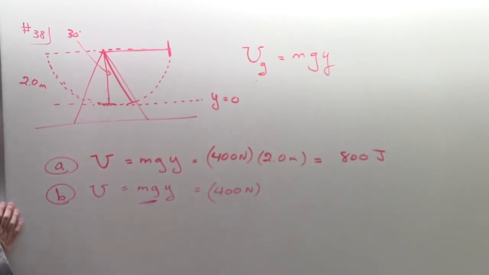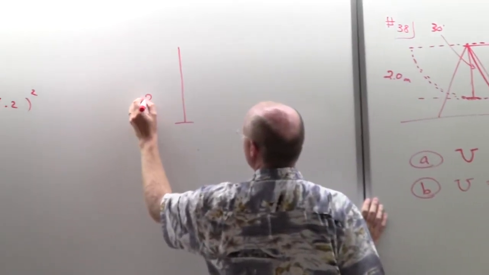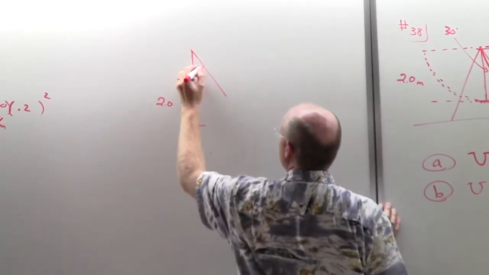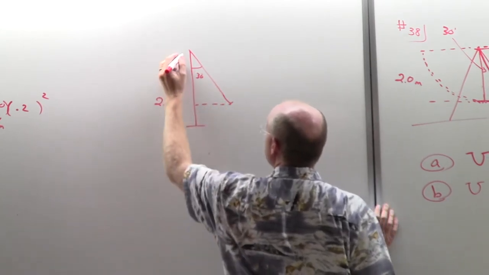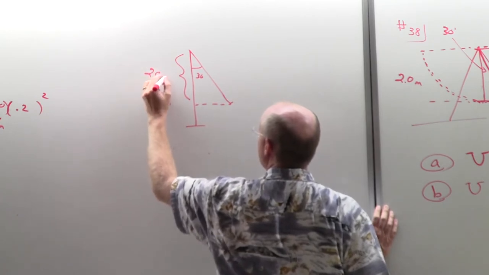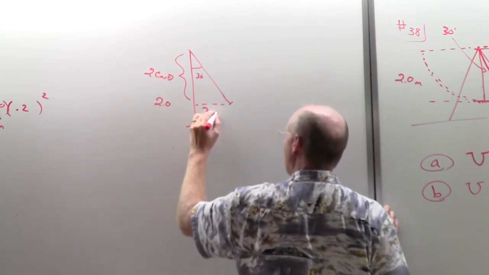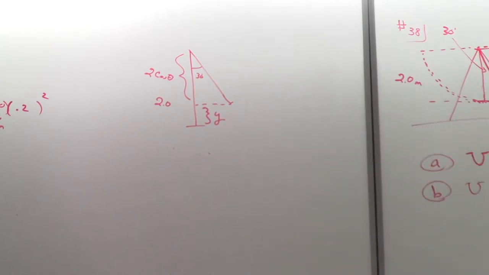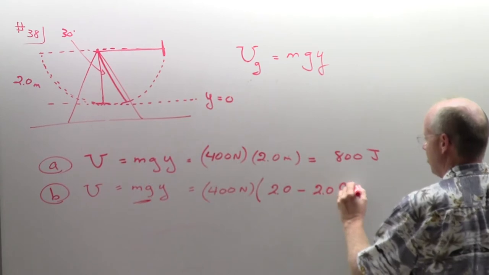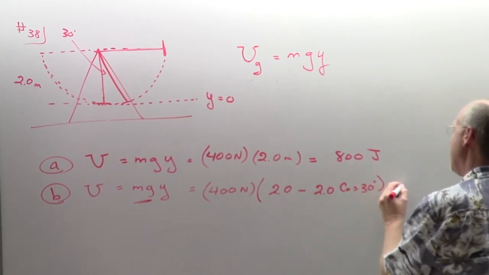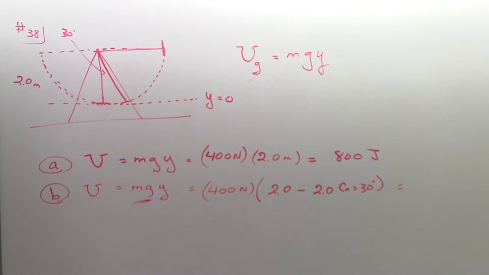But take a close look here. Maybe I'll draw a vertical line. There's the 2 meters. There's the child now at 30 degrees. If you draw across, this is 2 cosine 30. But isn't this what we want, the height y right there? Yeah, and so as many of you saw, this would be 2 meters minus 2 meters cosine 30. That's the height.